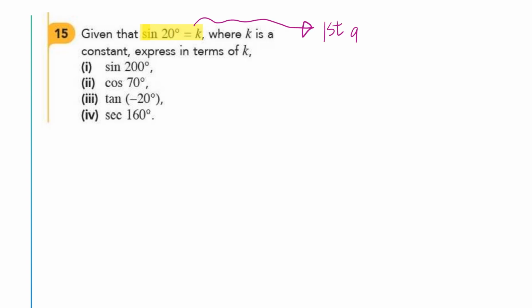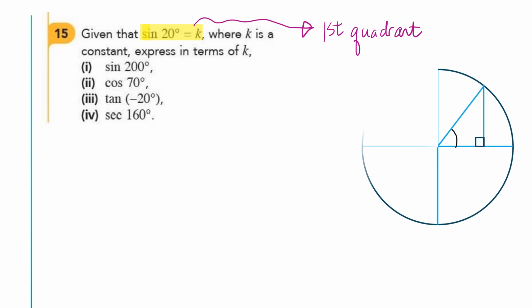Okay, so we're given sine 20. Oh, I'm very happy every time I get sine 20 because it's a cute angle. So it's in the first quadrant. Trigo ratio of a cute angle is always positive. So we're going to draw your beautiful triangle in the first quadrant. All right, so express in terms of k: sine 200. So what is sine 200?